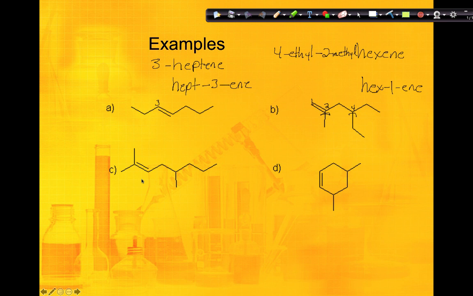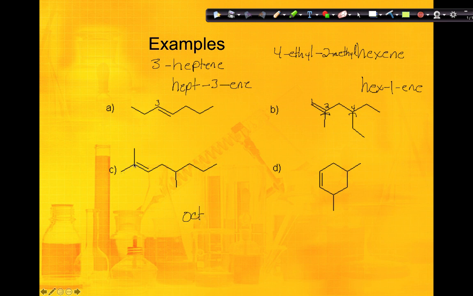Hexene. All right, let's look at the next one. So we have 1, 2, 3, 4, 5, 6, 7, 8. If I go 8, it's not going to change if I go this direction or this direction. If I go 1, 2, 3, 4, 5, 6. So 1, 2, 3, 4, 5, 6, 7, 8. It's going to be 8. So it's oct.